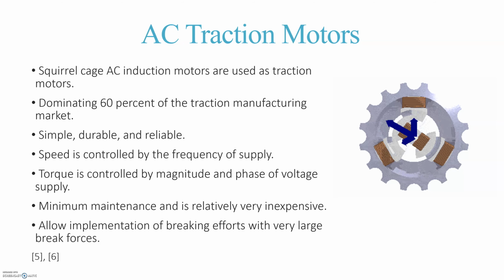Squirrel cage AC induction motors are also used as traction motors and are most prevalent at the current time, dominating 60% of the traction manufacturing market, mainly because of their simplicity, durability, and reliability.